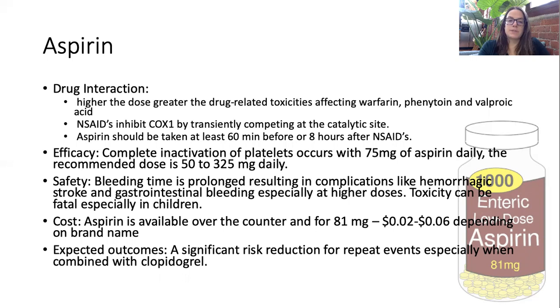The cost of aspirin: it's available over the counter for the 81 milligram dose. It's between 2 cents and 6 cents, depending on the brand you choose. So it's an incredibly cost effective treatment for patients. The expected outcome is a significant risk reduction for repeated events, especially when it's combined with clopidogrel.